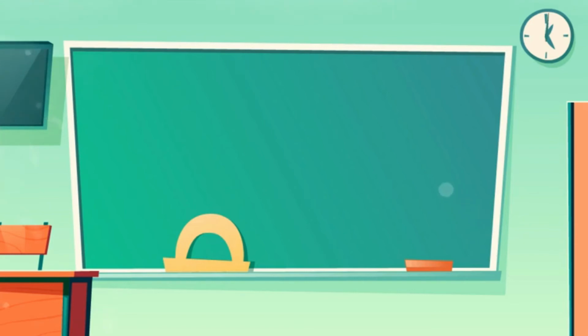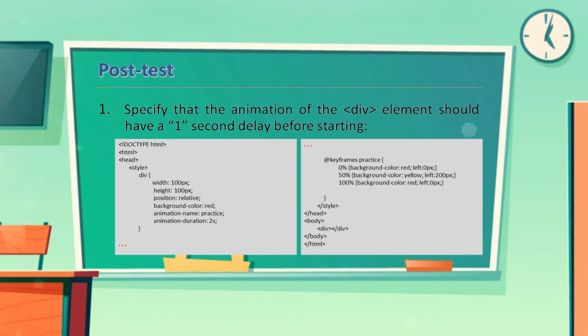This time, we will check how well you understand today's lesson. Get ready again your pen and paper and write the missing codes. Number 1. Specify that the animation of the div element should have a 1 second delay before starting. I repeat, specify that the animation of the div element should have a 1 second delay before starting.